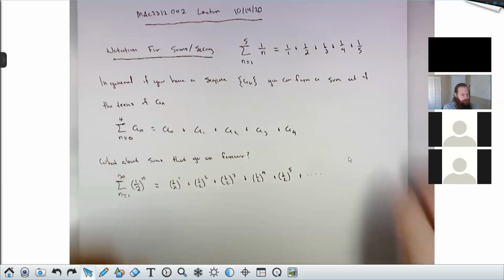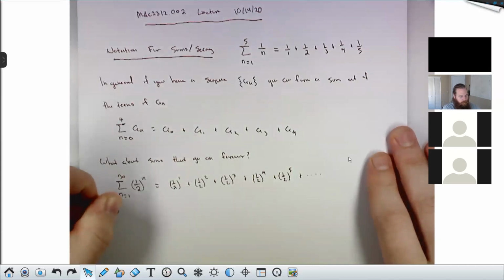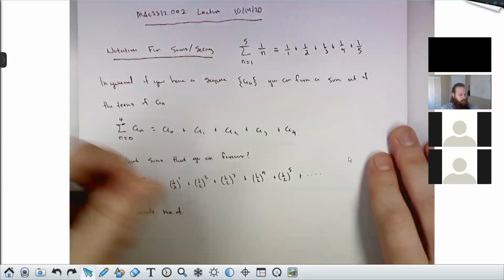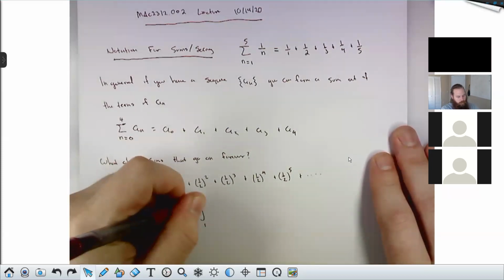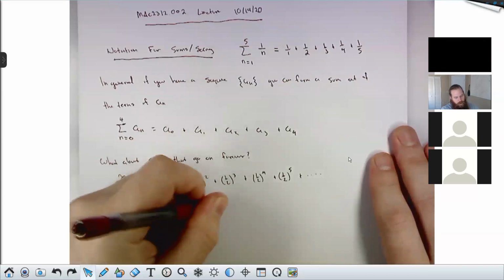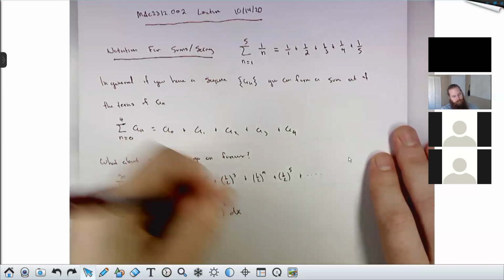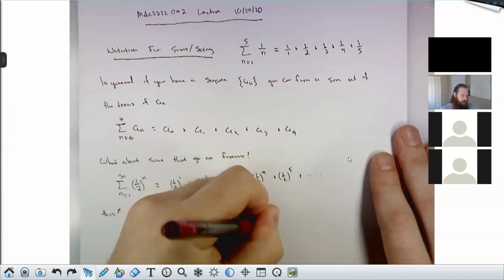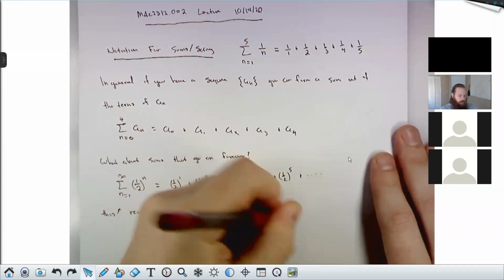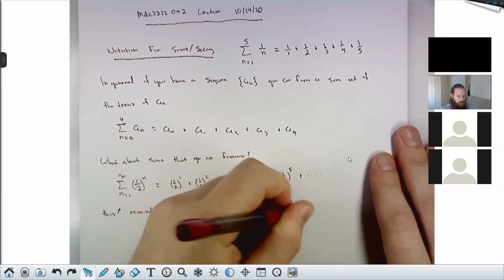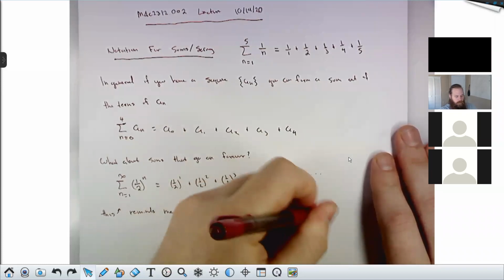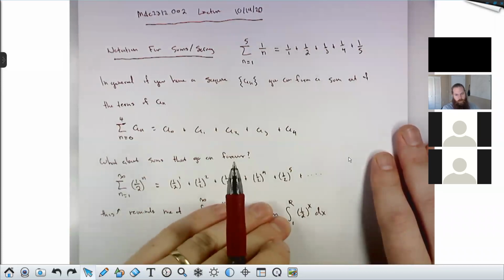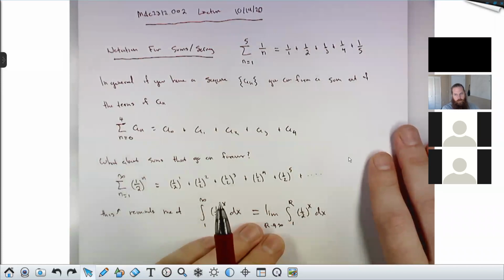This reminds me of an improper integral, the integral from 1 to infinity of 1/2 to the x. And remember, the way we handle that stuff is by writing it as a limit as r goes to infinity of the integral from 1 to r of 1/2 to the x. So if I wanted to do the integral from 1 to infinity, I first do the integral from 1 to r, and then I take the limit as r goes to infinity.